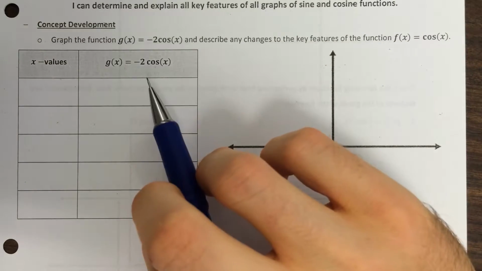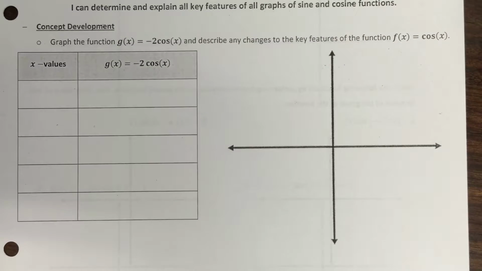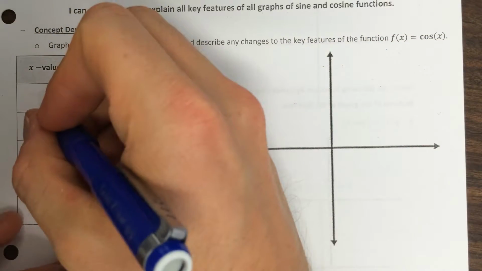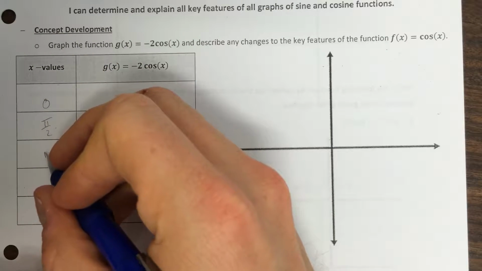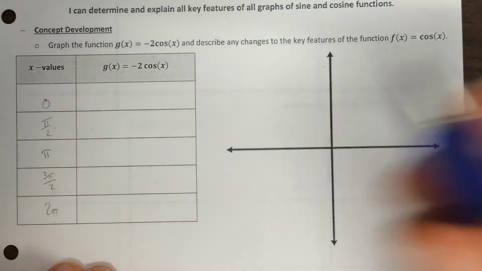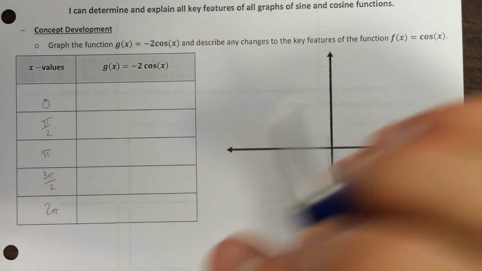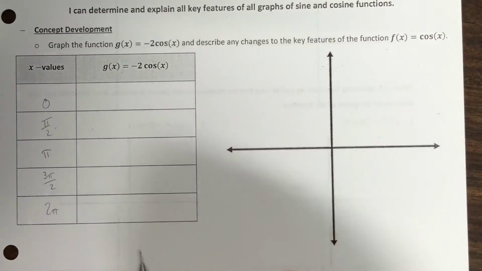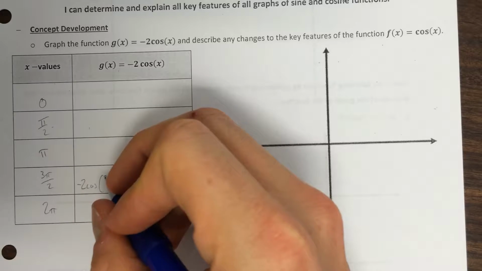But here we're doing -2 times cosine of x. We're going to plot the points, see what's happening. Hopefully something changed, and notice what changed. So I'm going to say let's use the x values 0, pi over 2, pi, 3 pi over 2, and 2 pi. Because a lot of people struggle with 3 pi over 2, I'm going to do this one, and then I'll figure out the ordered pairs.